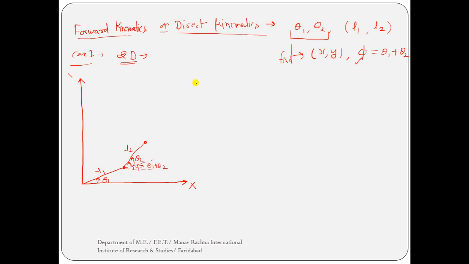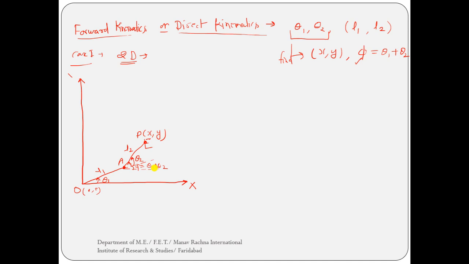All right, and this is the origin O, coordinates are 0, 0. This is point A and this is point P. Here the end coordinates are x and y. So here we are going to discuss, with the help of theta 1 and theta 2, how we will find out the absolute coordinates x and y. That means this is the end effector. So, position of the end effector with the help of intermediate angular positions.